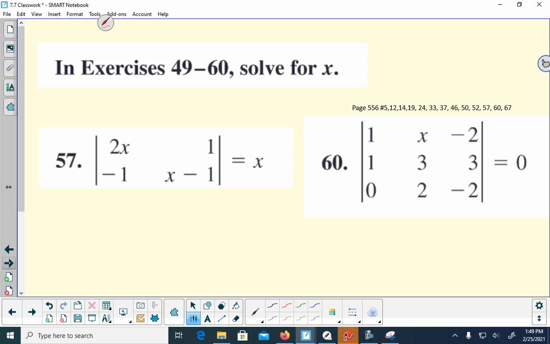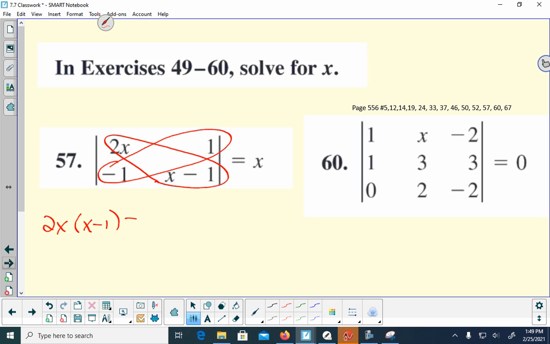57. So 57, same thing. I'm going to take the determinant. So I am going to do 2x times the quantity of x minus 1. I'm going to take my time to do that. Minus 1 times negative 1, which will be minus the negative 1, is equal to x. Distributing this 2x, I'm going to get 2x squared minus 2x plus 1 is equal to x.